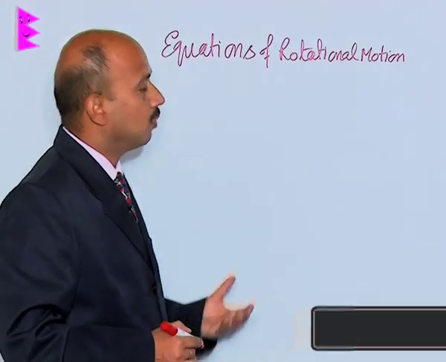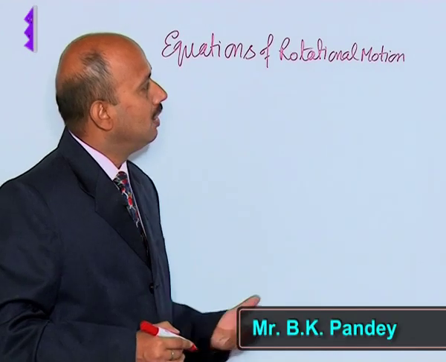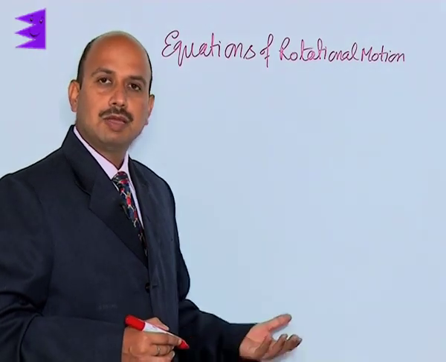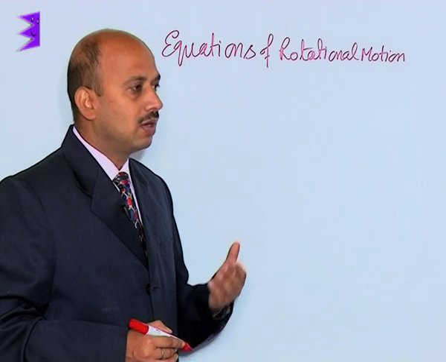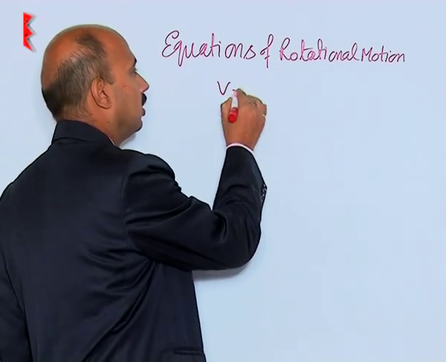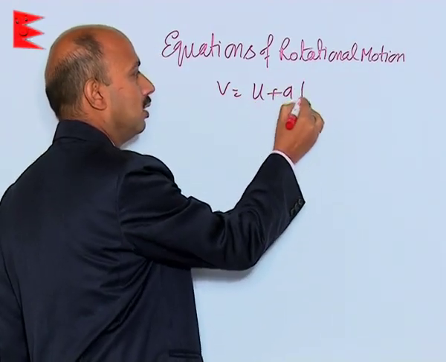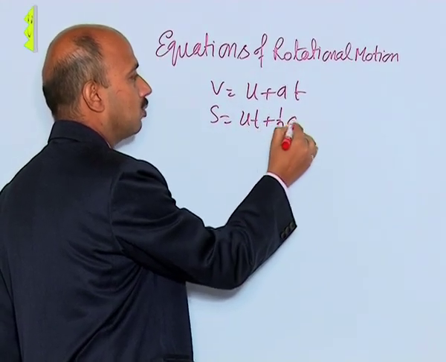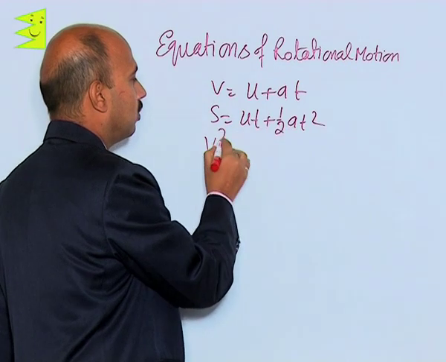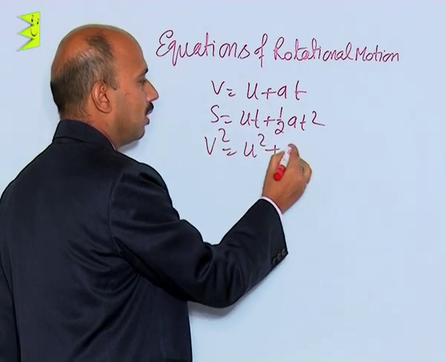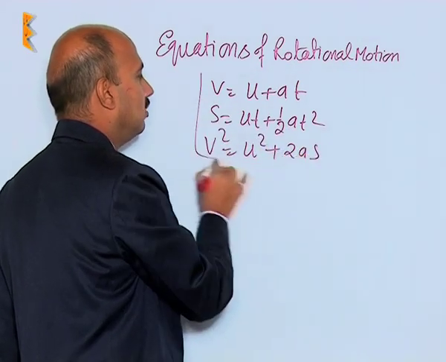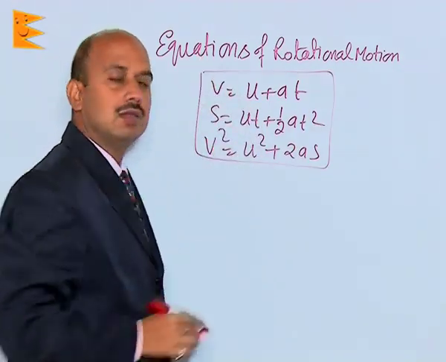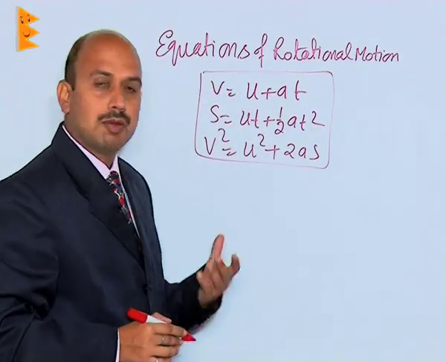Now, equations of rotational motion. We have already done equations of motion in linear motion, that is in kinematics. There were v is equal to u plus at, s is equal to ut plus half at square, and v square is equal to u square plus 2as. All these equations we have done in kinematics, that is in linear motion.